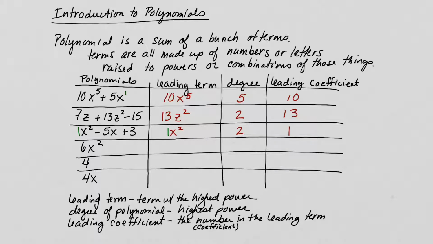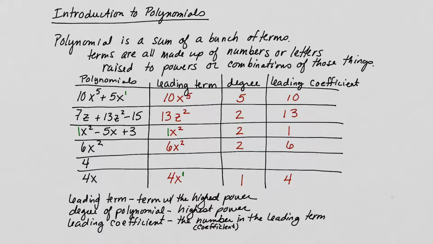Now, my next problem, there's only one term, right? So when I have a problem that only has one term, it by default is the leading term. So this is 6x squared. The degree is 2, and the coefficient is a 6. And I'm going to jump down here to the 4x first, and then we'll come back and we'll do the 4. So in the 4x, again, there's only one term, so it is the leading term, 4x. The degree, remember, this is x to the first power, so the degree would be 1, and the leading coefficient is a 4.